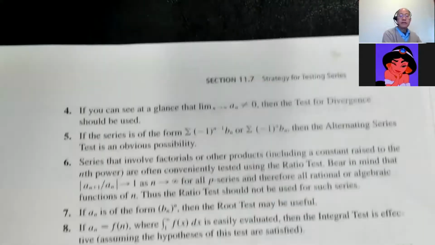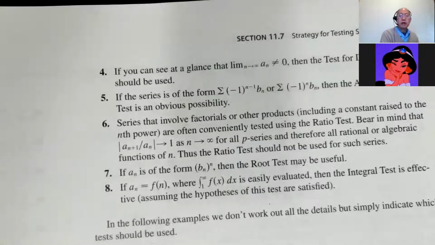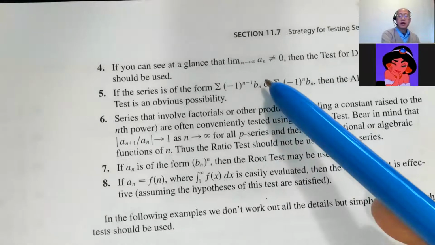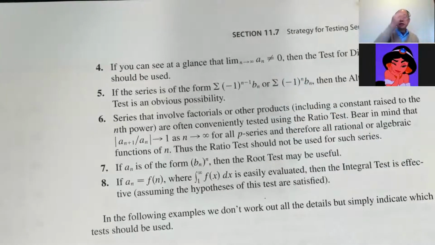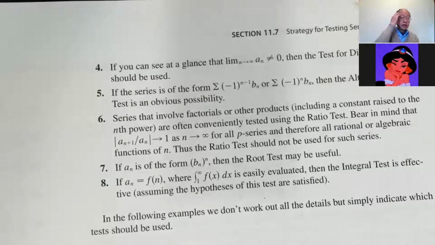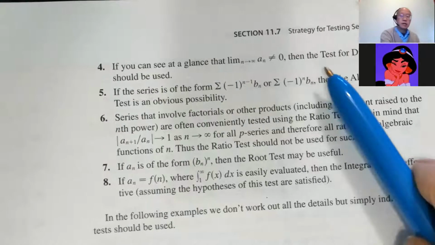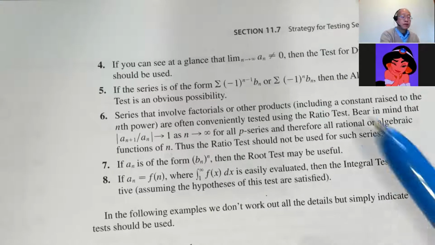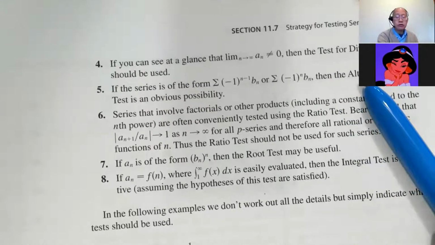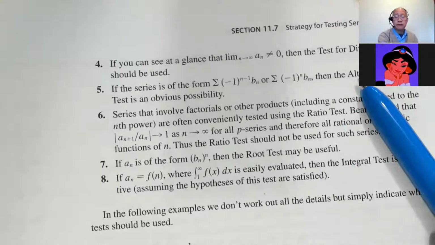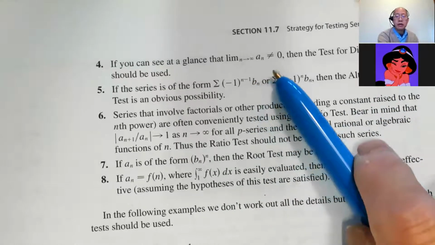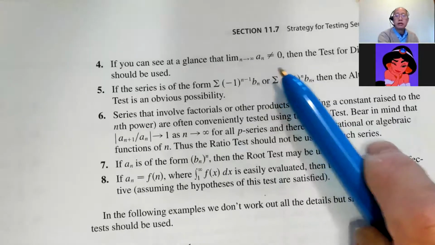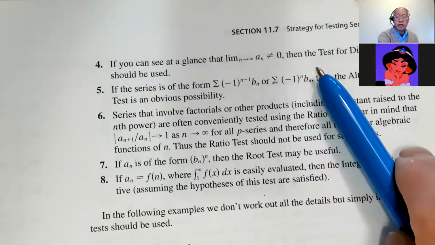Top of 745. Number 4, if you see right away the limit as n approaches infinity of a sub n does not approach 0, then the test for divergence should be used. Okay, and I emphasize something else about the test for divergence because some of you missed this in the quiz. Test for divergence cannot be used to show convergence of a series. So if the individual terms a sub n do not approach 0, the series diverges by test for divergence.